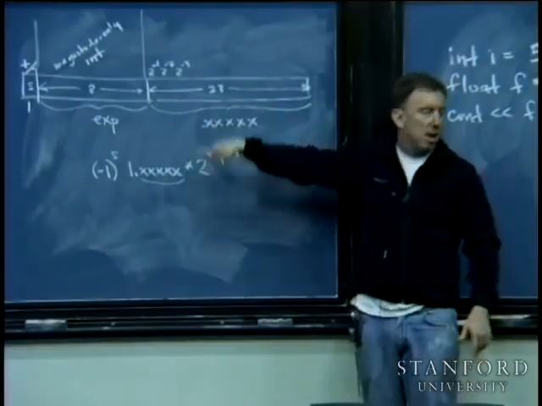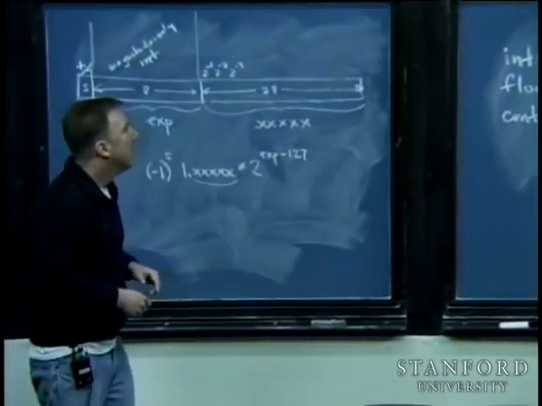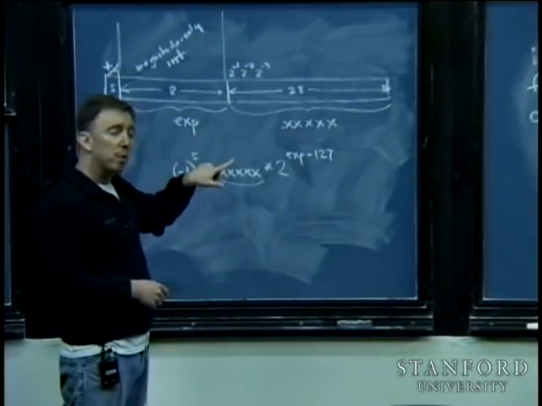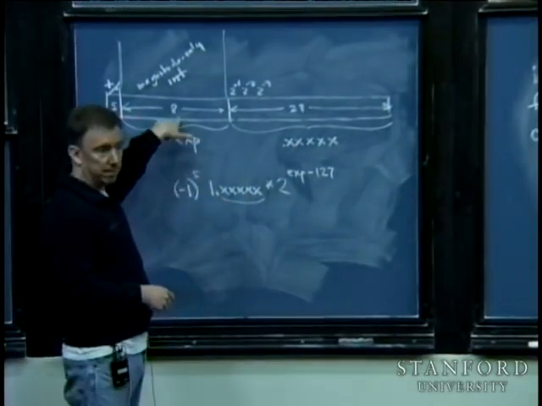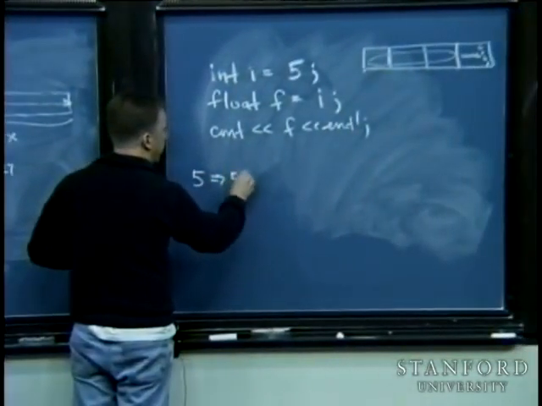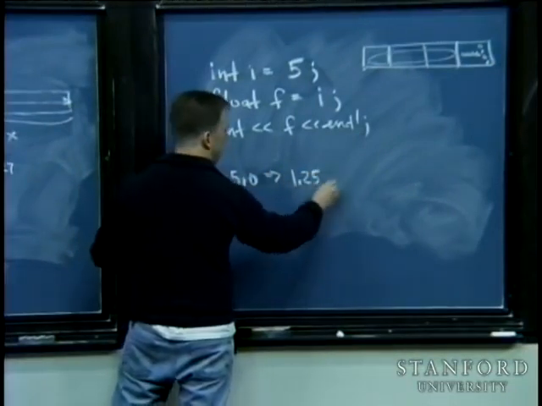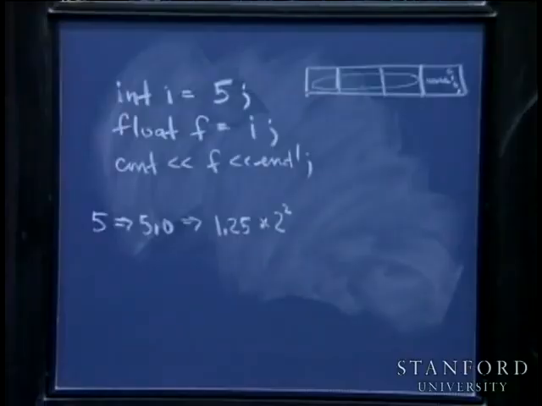Does that make sense? This 5 isn't 5 so much as it is 1.25 times 2 to the second, okay, as far as this is concerned right here. So that 5, when it's really interpreted to be a 5.0, it's really taken to be a 1.25, right? Yeah, times 2 to the second. So we'd have to choose exp to be 129, and we'd have to choose xxx to be 0.25.